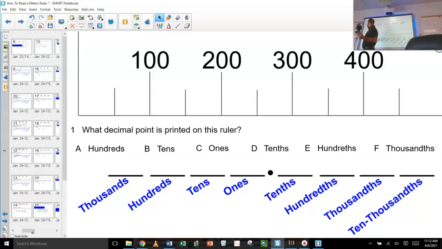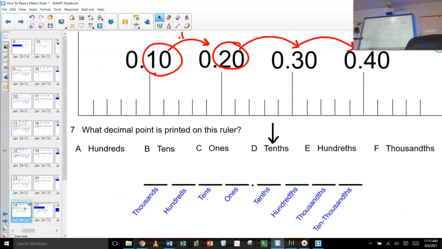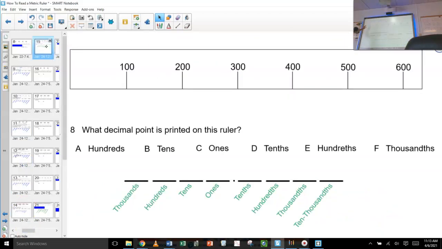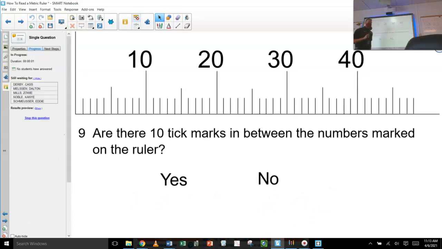I'm going to go on to another type of question now. Next question. Are there 10 tick marks in between the numbers marked on this ruler? Yes or no?